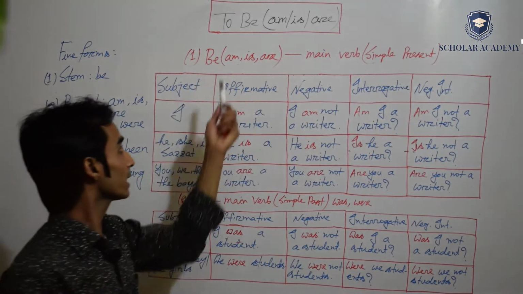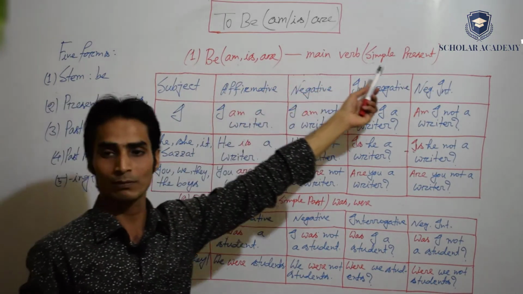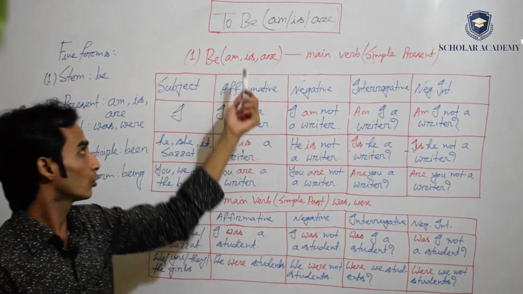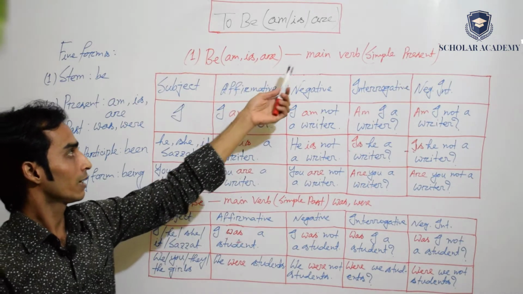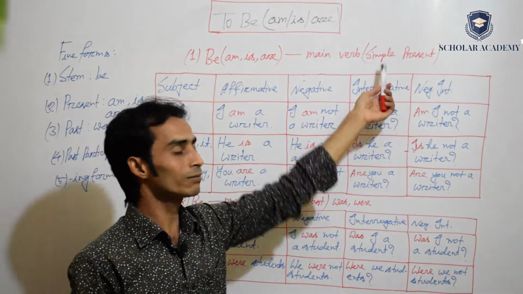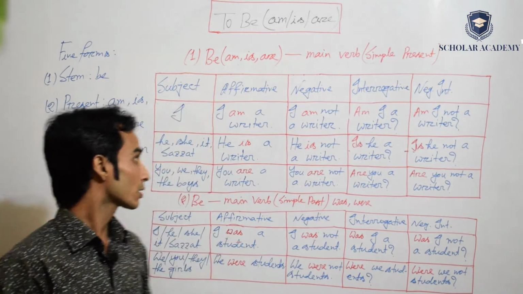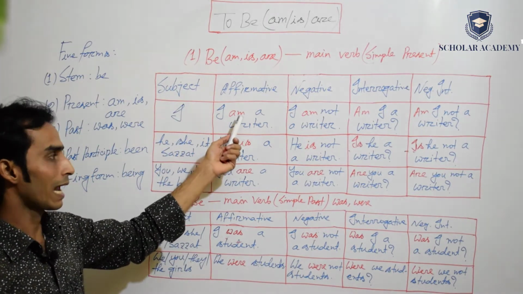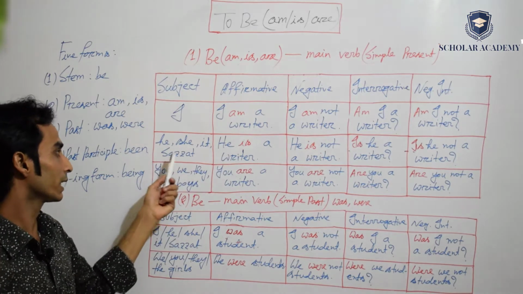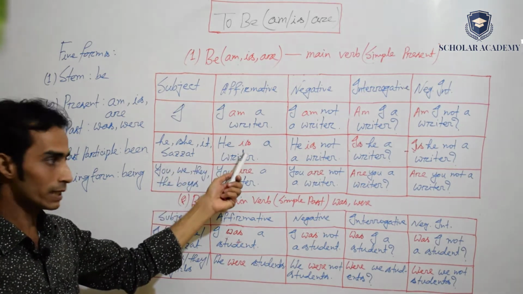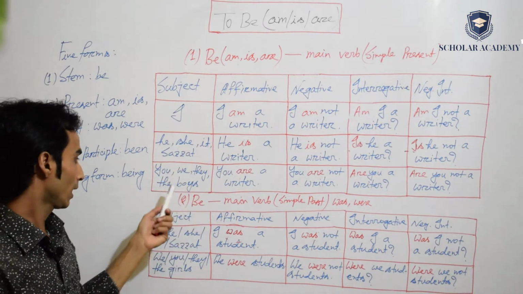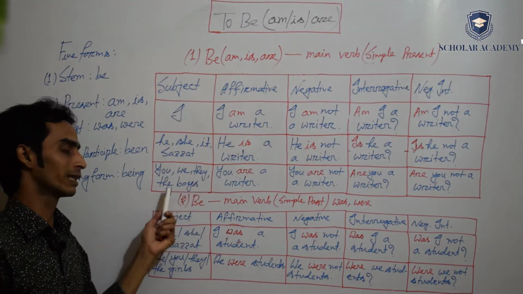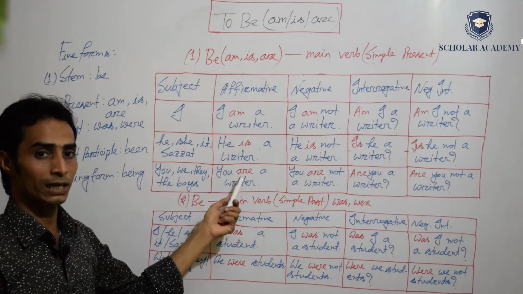Okay, so now number 1 is be: am, is, are, main verb, simple present. That means to be is used as a main verb in the simple present tense. So how can we use it? If the subject is I, we will have to use am. If the subject is he, she, it, or a singular subject, we will have to use is because this is third person singular. And if the subject is you, we, they, and the boys, we will have to use are because these subjects are plural.